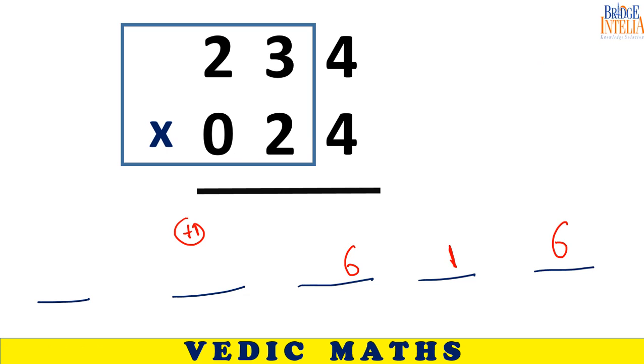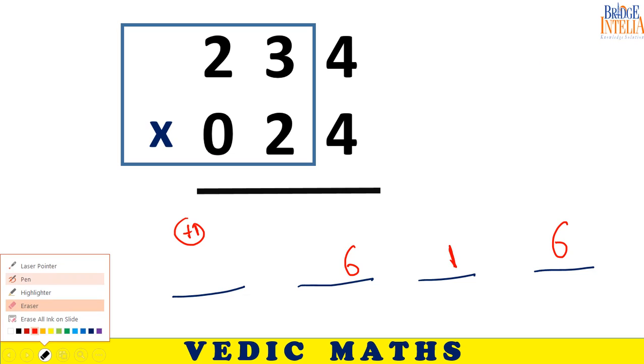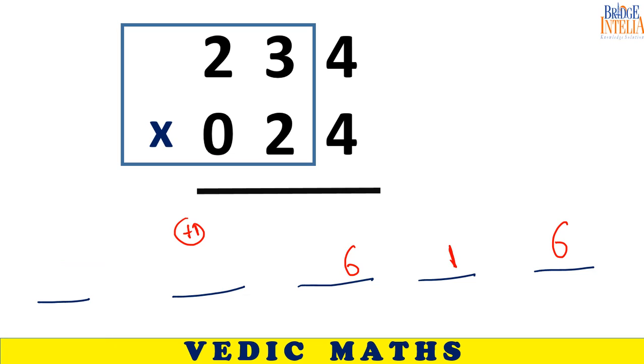So now the box is in this position. Let's find out the cross connection product. So connect 2 with 2. So 2 into 2 is 4. Connect 0 with 3. So 0 into 3 is 0. So 4 plus 0 is equal to 4. And this 1 is already carried forwarded. So 4 plus 1 is 5.